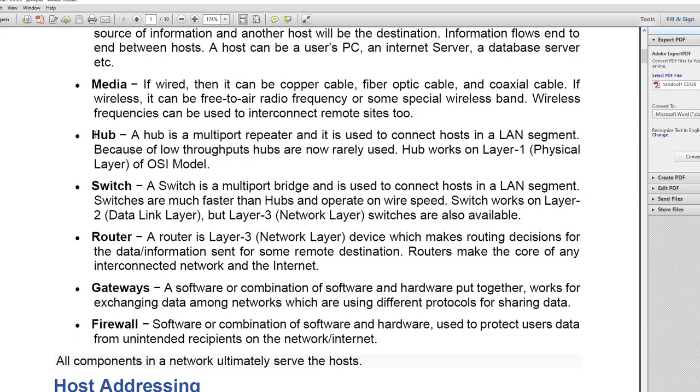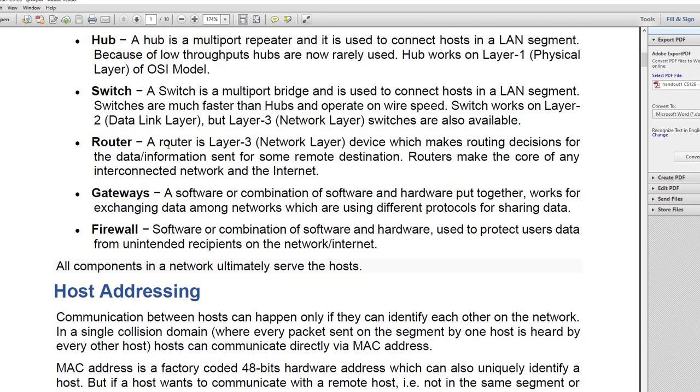Next is the hub. We've discussed this already, but for review, it is a multi-port repeater, and it is used to connect hosts in a LAN segment. Next is the switch. If a hub is a multi-port repeater, a switch is a multi-port bridge and is used to connect hosts in a LAN segment as well. A router is a layer 3 device, which means it makes routing decisions for the data and information sent to some remote destination.